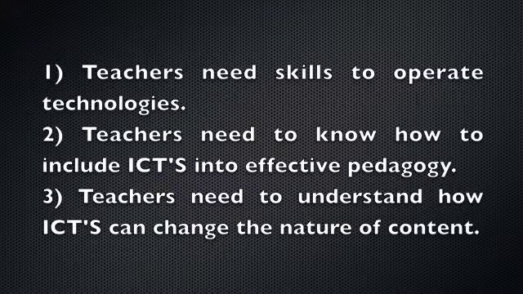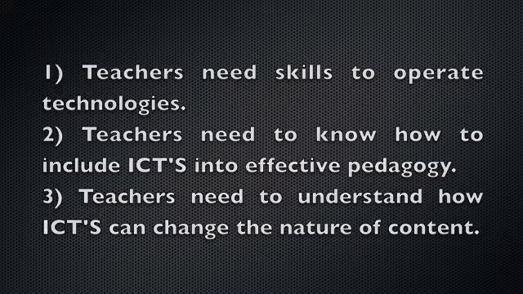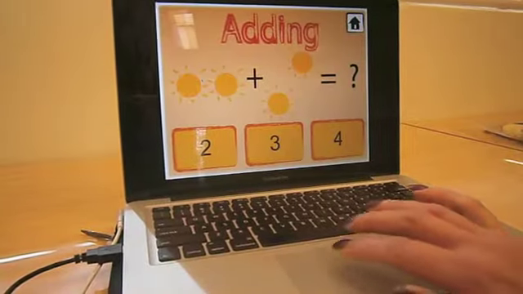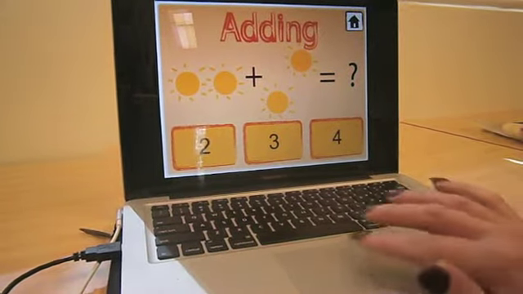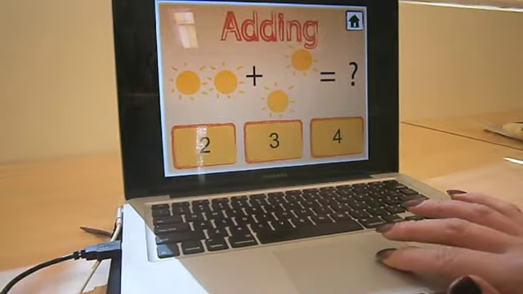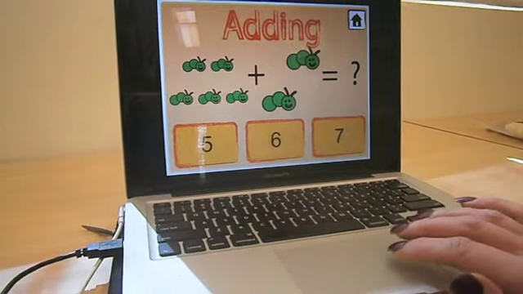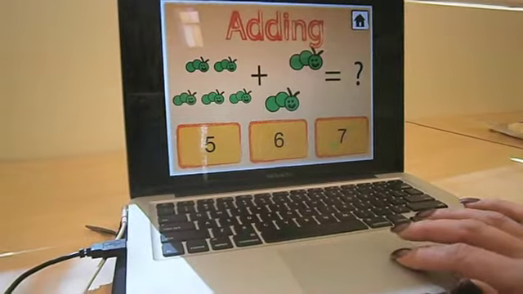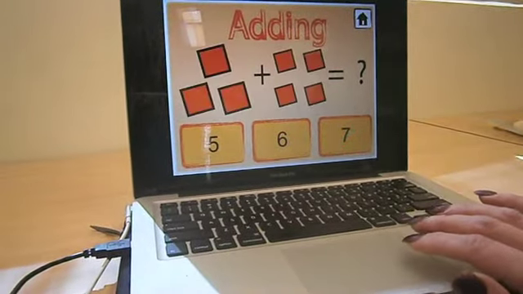So how does a teacher go about achieving this? Churchill et al. sees it as a three-step process, as can be seen on this slide. Let's use our chosen ICTs as examples to illustrate this. The first point states that teachers need to have skills to operate specific technologies. Secondly, it's imperative to include ICTs into effective pedagogy.